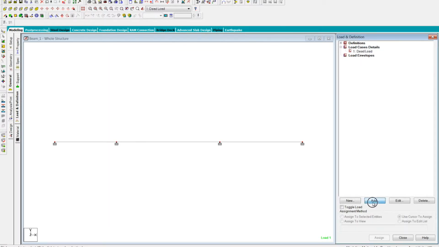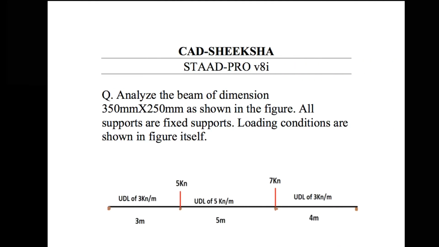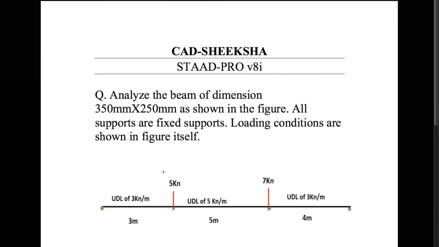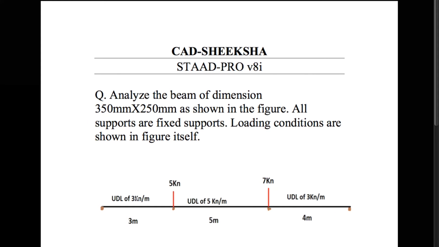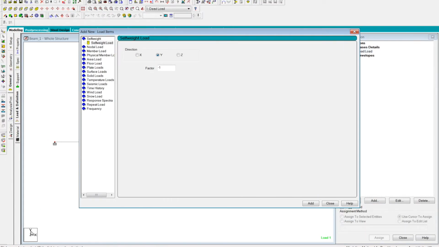We will again click on add, and now here we will define all the loads. First of all we will define the point loads, that is 5 kilonewtons and 7 kilonewtons. Notice that all loads are going in the downward direction, that is in the negative of the y direction. You can see here the y axis.